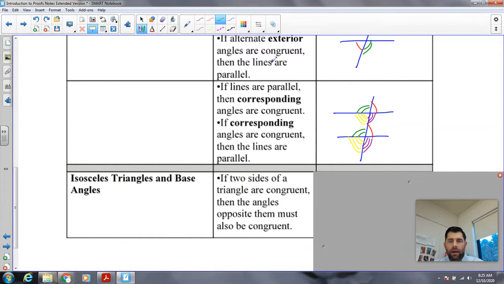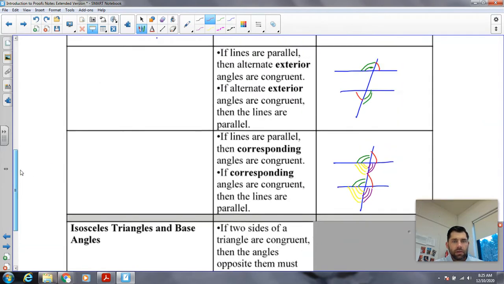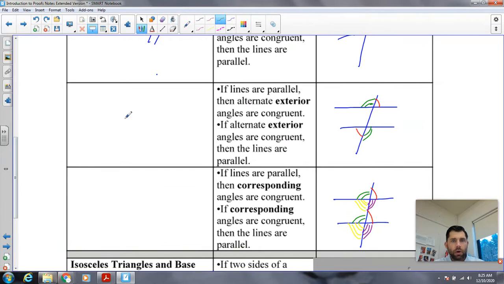The corresponding angles, if you remember, the way I thought about it was what corner are they in? So this red angle is kind of in the top right corner of this intersection, and it matches with the one in the top right corner of that intersection. So corresponding angles are also congruent. And an important thing to note, this works both ways. So I'm going to just kind of show on the side here. I'm going to work backwards on one.